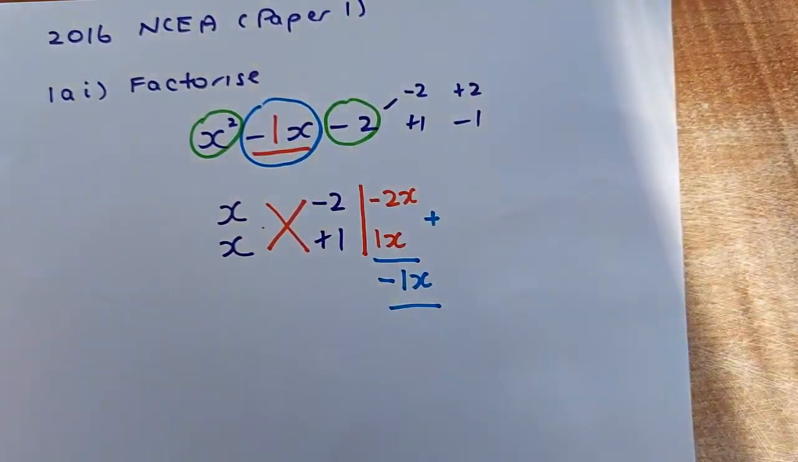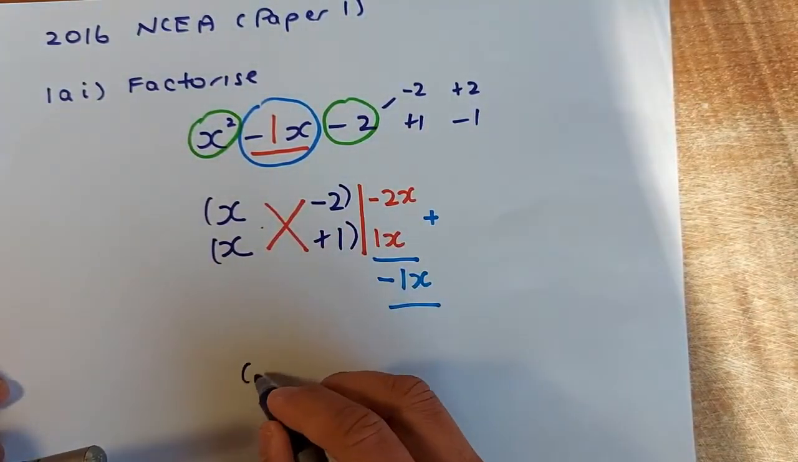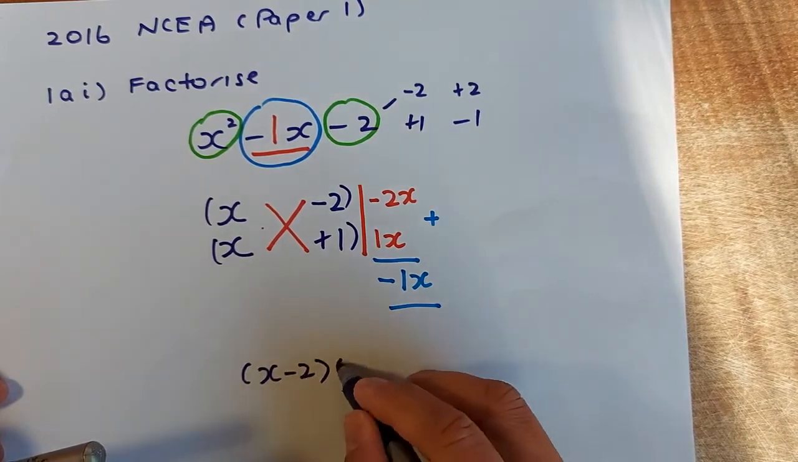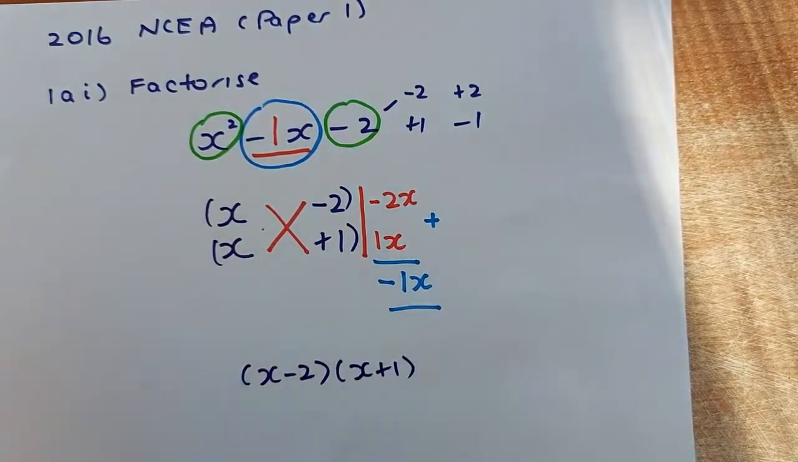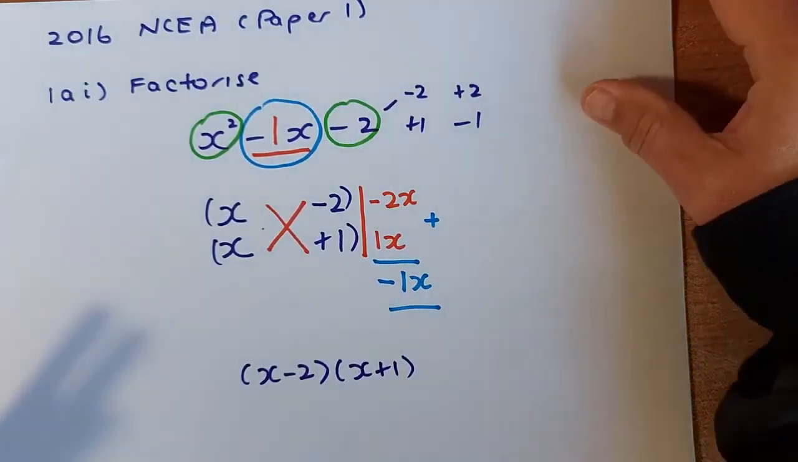So what you do now, we are going to put a bracket around the numbers. We're going to put a bracket here and a bracket there, and write out the answer. You're going to get (x minus 2)(x plus 1), and that is how you factorize a quadratic expression. It is a fast way of doing this. So we shall do a second example.